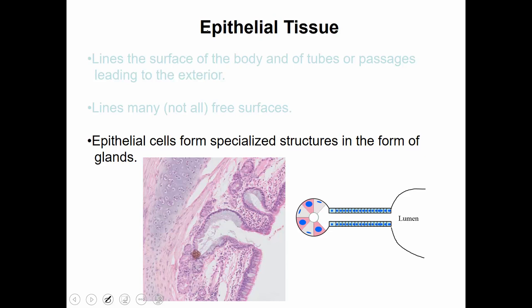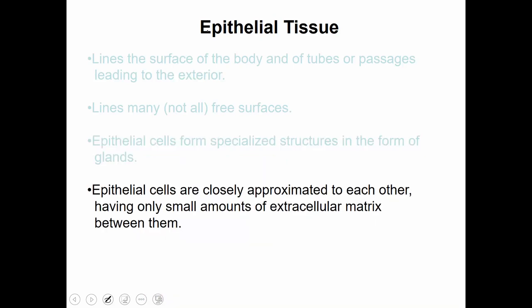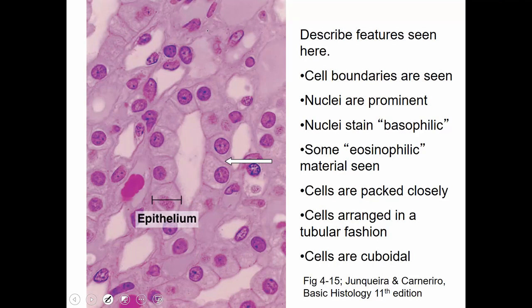Okay? And you should do the same when you look at a histological structure. Epithelial cells are closely approximated, having only small or no extracellular matrix between them. And so when we looked at this tube, you were describing epithelial tissue. Cell boundaries are seen. Nuclei are prominent. Nuclei are basophilic. Some eosinophilic material is seen. Cells are closely packed together. Cells are arranged in a tubular fashion, and cells are cuboidal. So we just described epithelial lining of tubes, in this case, in the kidney.